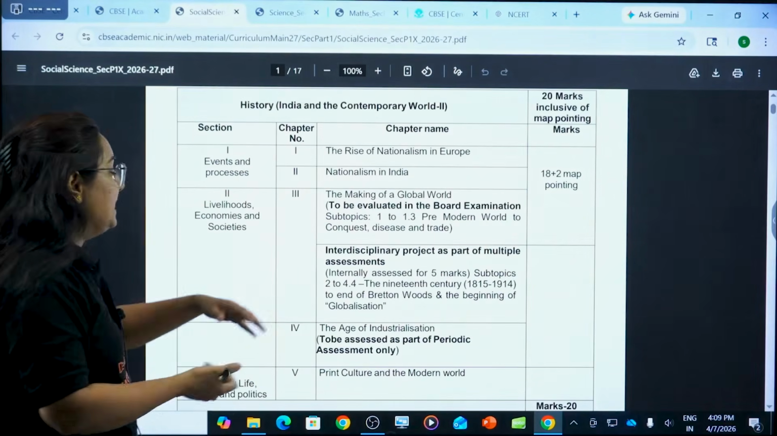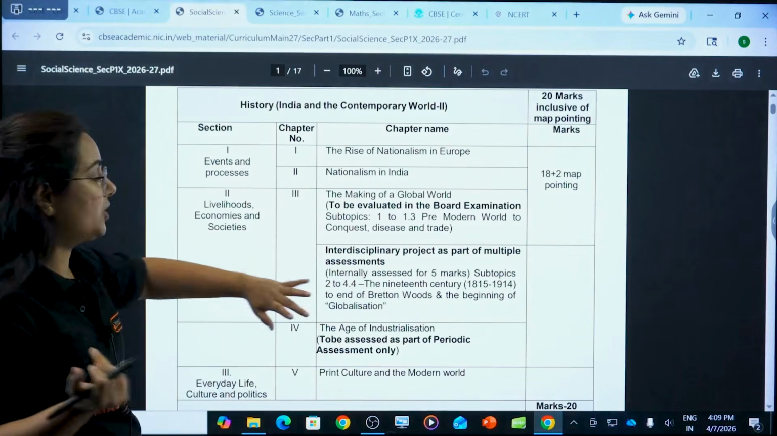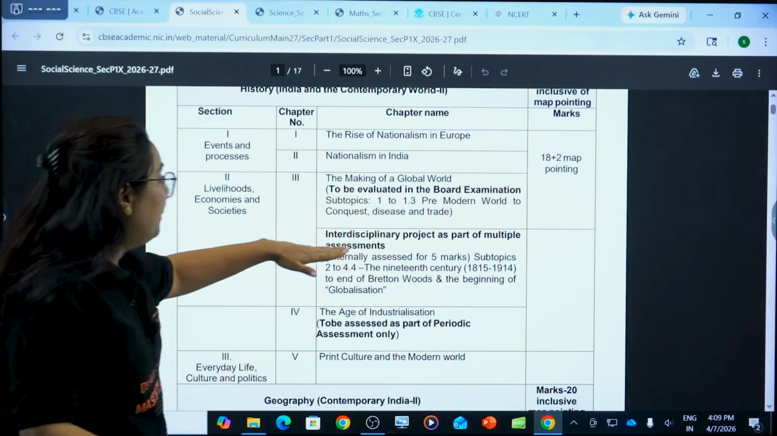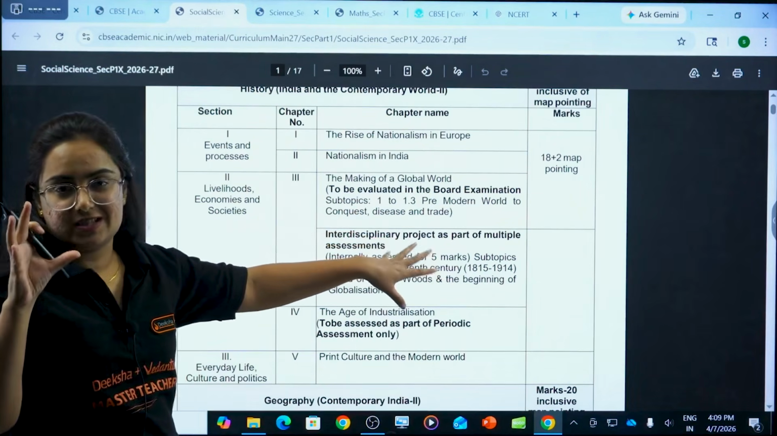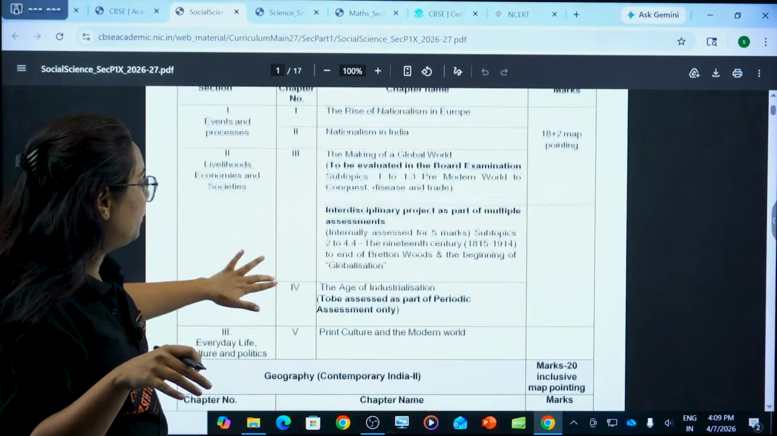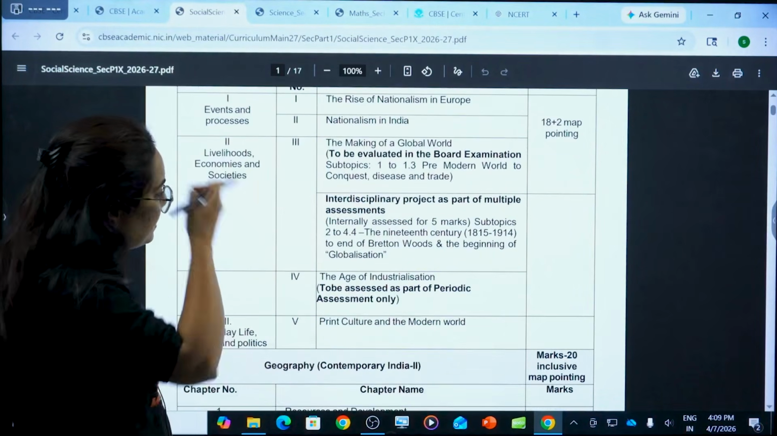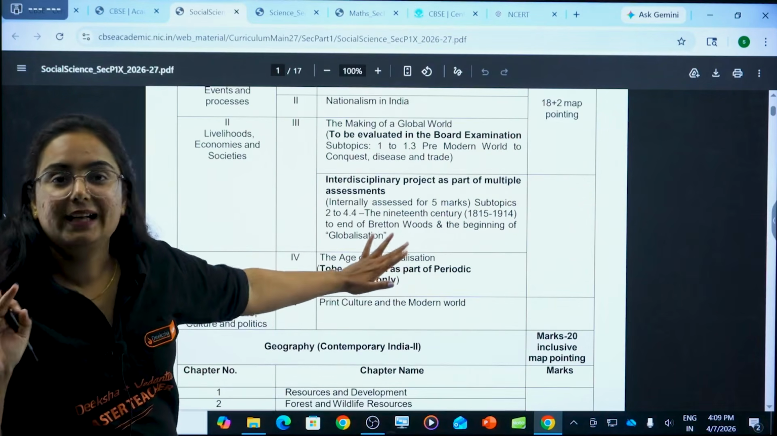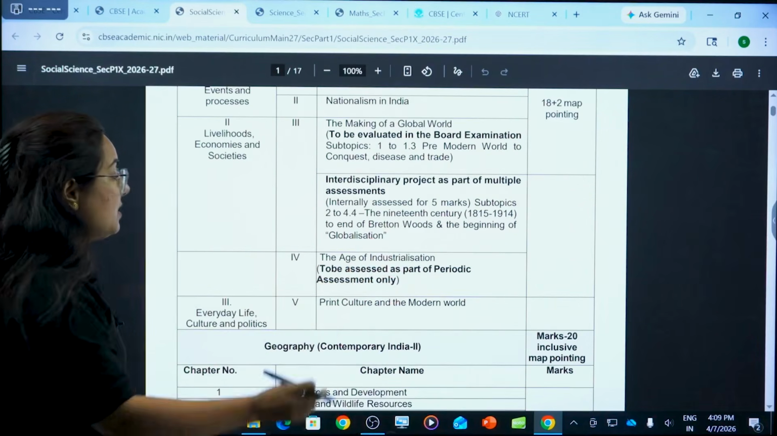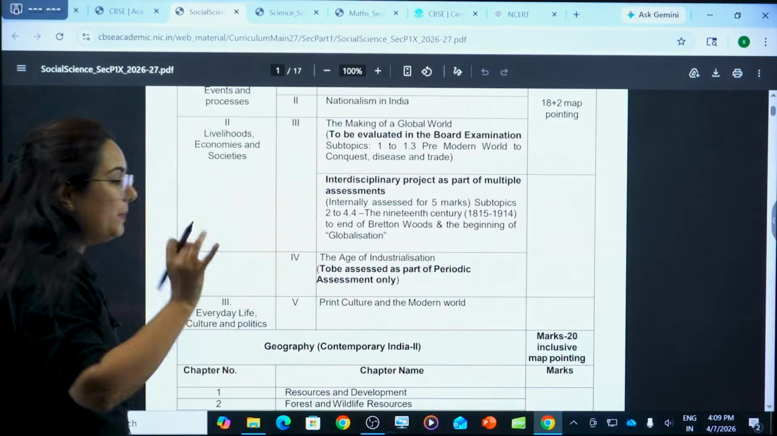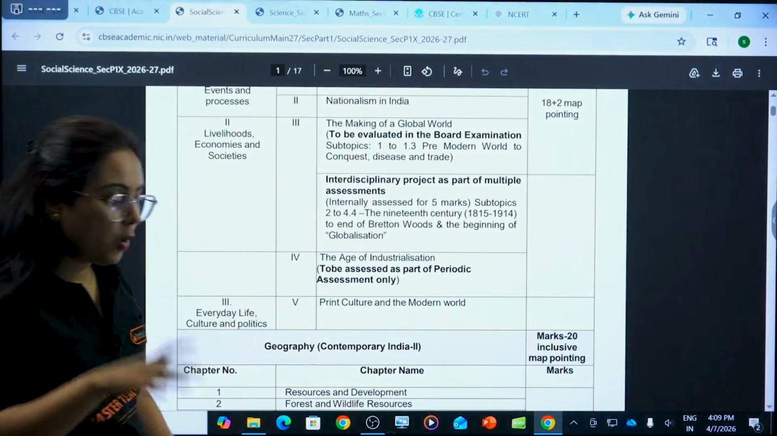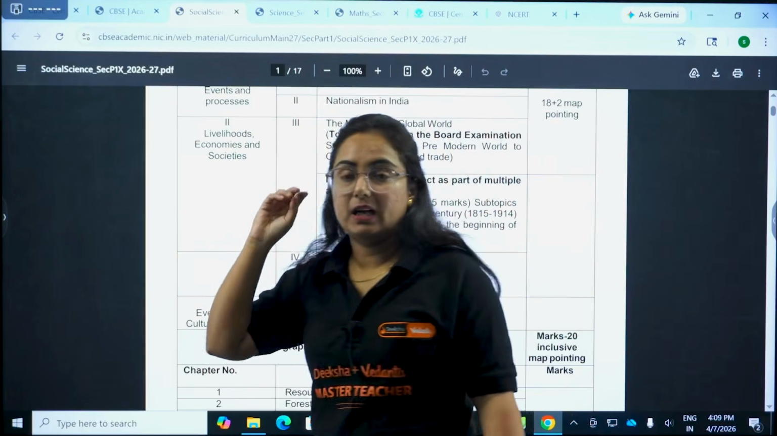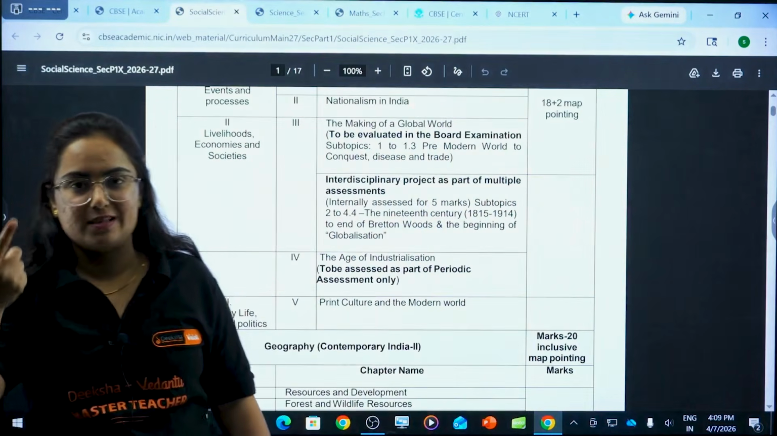Okay, so what about the rest of the chapter, ma'am? Other than 1.1, 1.2, 1.3, these are interdisciplinary project type topics, and the project will be given to you from that, and 5 marks essays will be given to you. Okay, the next chapter is Age of Industrialization. No need to study it because this is going to come only in your PA, that is periodic assessment. So every month or quarterly, whatever you have, a PA conducted in your school, that is a periodic assessment test.